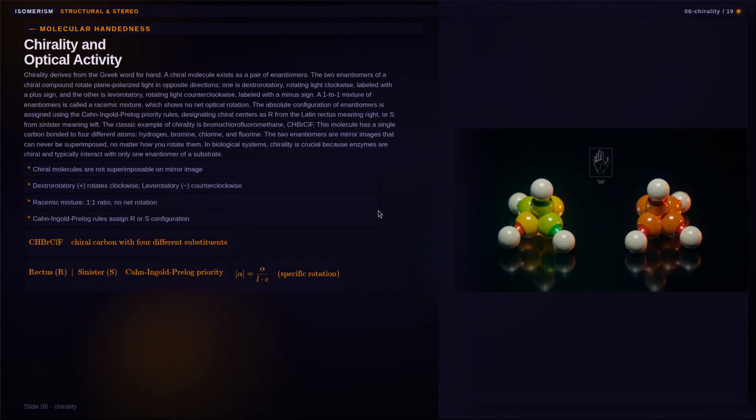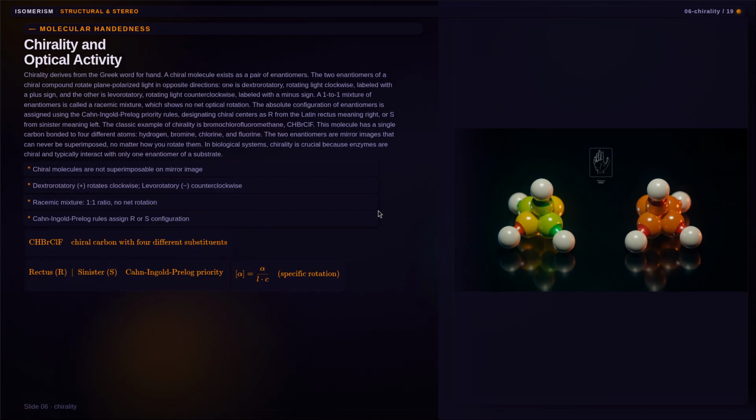Chirality derives from the Greek word for hand. A chiral molecule exists as a pair of enantiomers. The 2 enantiomers of a chiral compound rotate plane-polarized light in opposite directions. One is dextrorotatory, rotating light clockwise, labeled with a plus sign, and the other is levorotatory, rotating light counterclockwise, labeled with a minus sign. A 1-to-1 mixture of enantiomers is called a racemic mixture, which shows no net optical rotation.